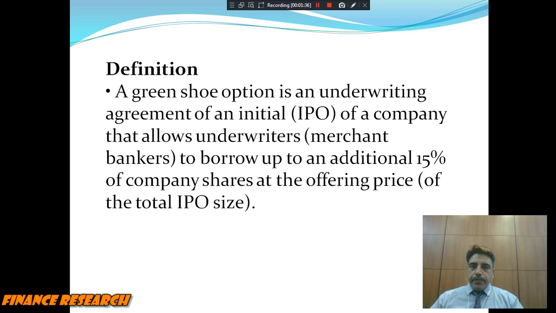For example, if a company has an IPO size of 1 million shares, there must be some price band determined by the underwriters, which they mention in their red herring prospectus. So out of the 1 million shares, 1,50,000 shares they can float in the secondary market in order to stabilize. And how do they do it? They do it through the over-allotment of the shares.